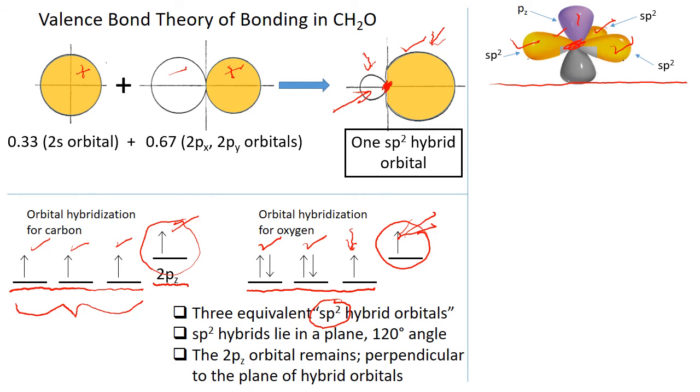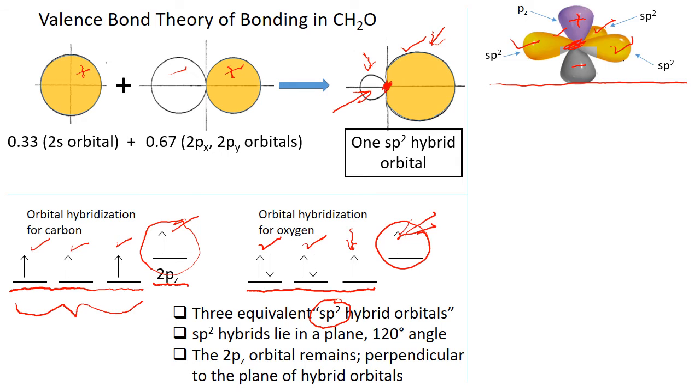So we'll let this be our positive lobe in purple. Our gray lobe will be negative down below. That pz orbital is perpendicular to the plane. And both my carbon and my oxygen atom that come together to form this CO double bond will have this same appearance of the orbitals. So let's see how that comes together.